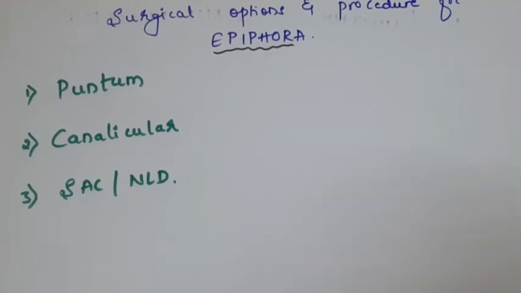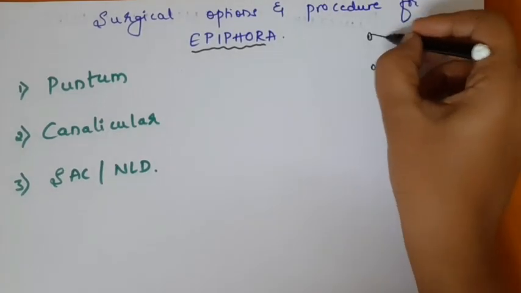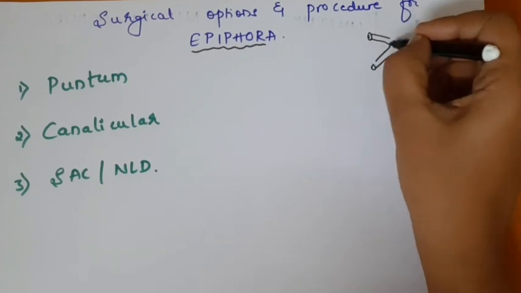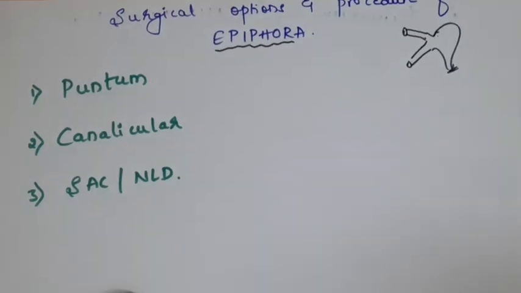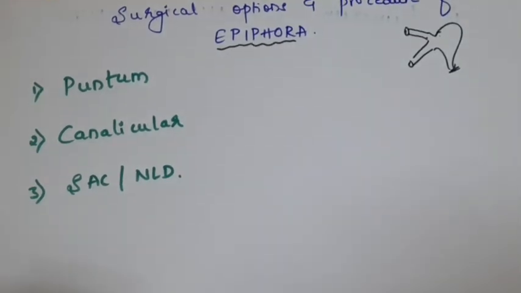So the causes which are left here are the obstruction to the lacrimal drainage system, which can happen right from the punctum, in the canaliculi, or it can be even in the nasolacrimal sac or the nasolacrimal duct. So depending upon the site of obstruction, we will discuss the surgical procedures, what we do.